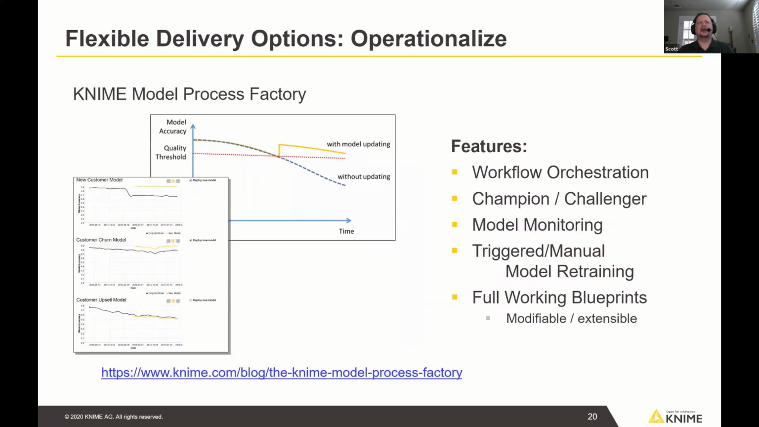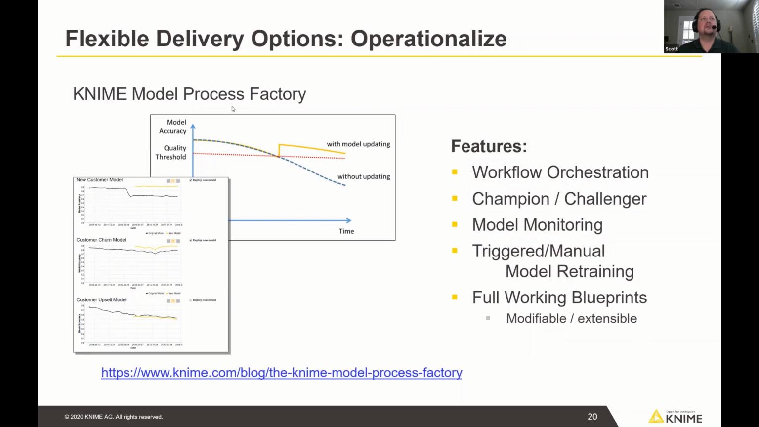Something else worth pointing out here, too, is the idea of operationalizing. So we have something called the KNIME Model Process Factory that can help with that. If you look at this top diagram on the left, you see, for example, maybe I have some model in production. It's running with fairly high accuracy, but as we know, models aren't perfect and they decay over time as we introduce new variables or errors or things just change, right? Models aren't going to be perfect forever. So over time, the accuracy is going to drop.